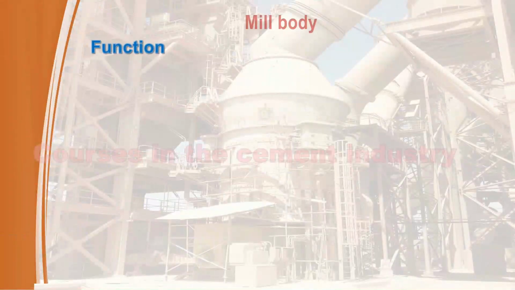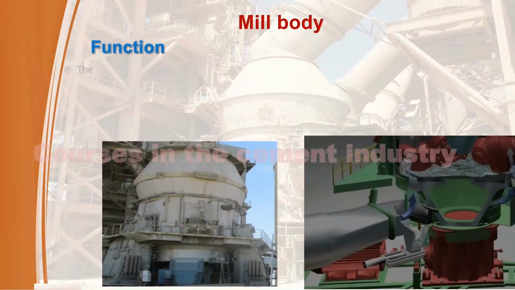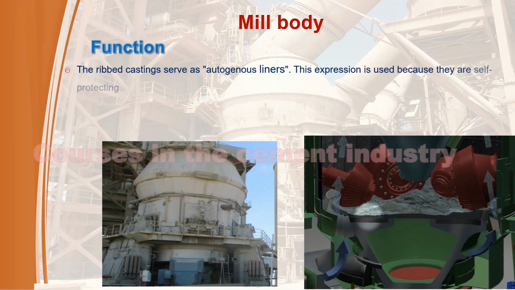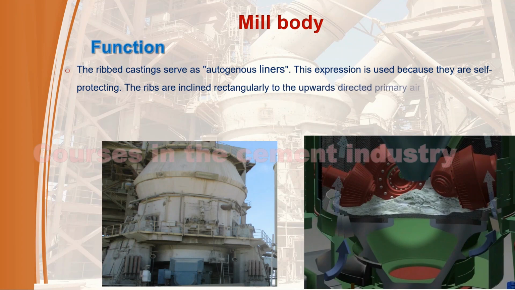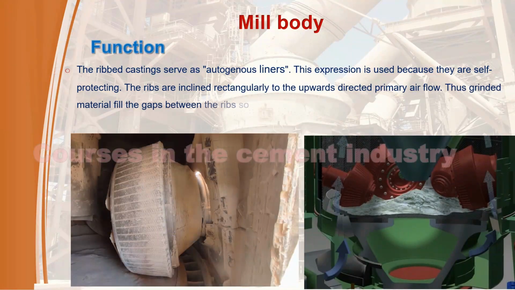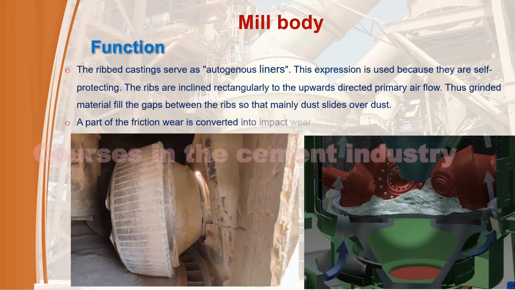Function of mill body. 1. The ribbed castings serve as autogenous liners. This expression is used because they are self-protecting. The ribs are inclined rectangularly to the upwards directed primary airflow. Thus ground material fills the gaps between the ribs, so that mainly dust slides over dust. 2. A part of the friction wear is converted into impact wear, which leads to less erosion.